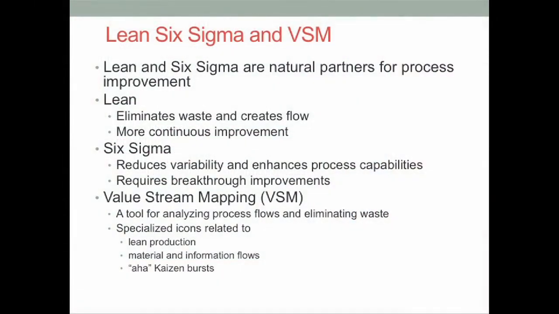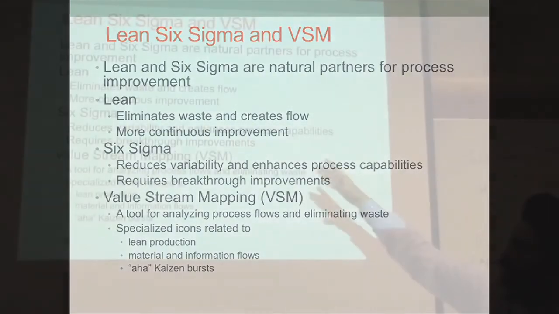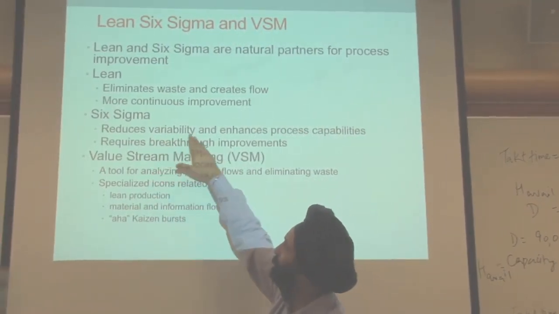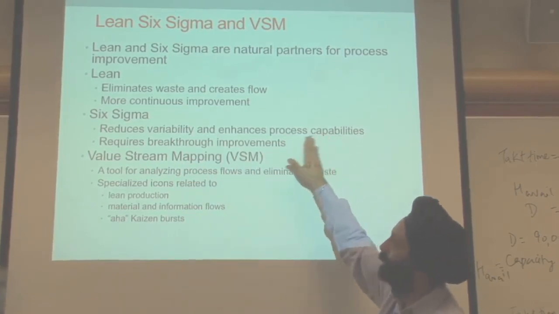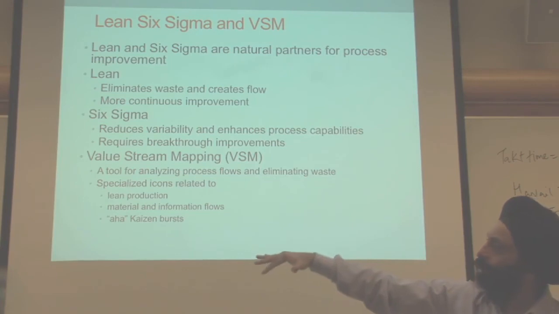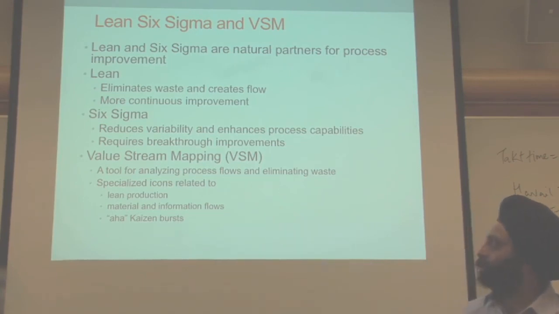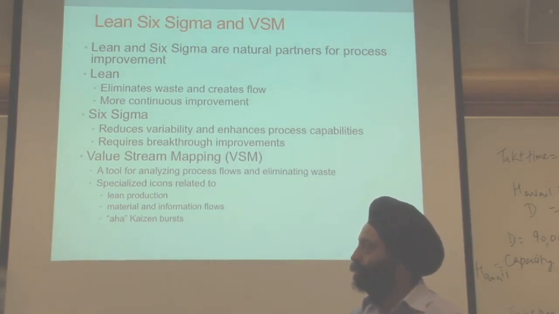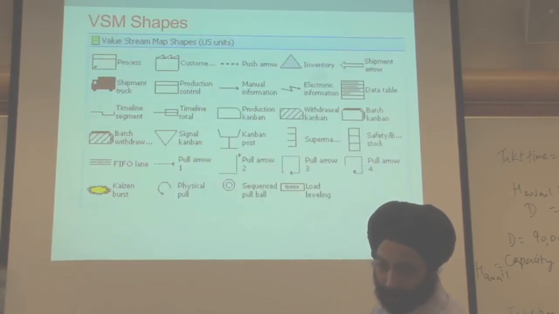Lean Six Sigma and value stream mapping: Lean and Six Sigma are natural partners for process improvement. Lean eliminates waste and creates flow, with more continuous improvements, whereas Six Sigma focuses on reducing variability and enhancing process capability, and requires breakthrough improvement. Now let's talk about value stream mapping, which is a tool for analyzing process flows and eliminating waste. It uses specialized icons related to lean production, material and information flow, and the Kaizen burst, which identifies continuous improvement opportunities.